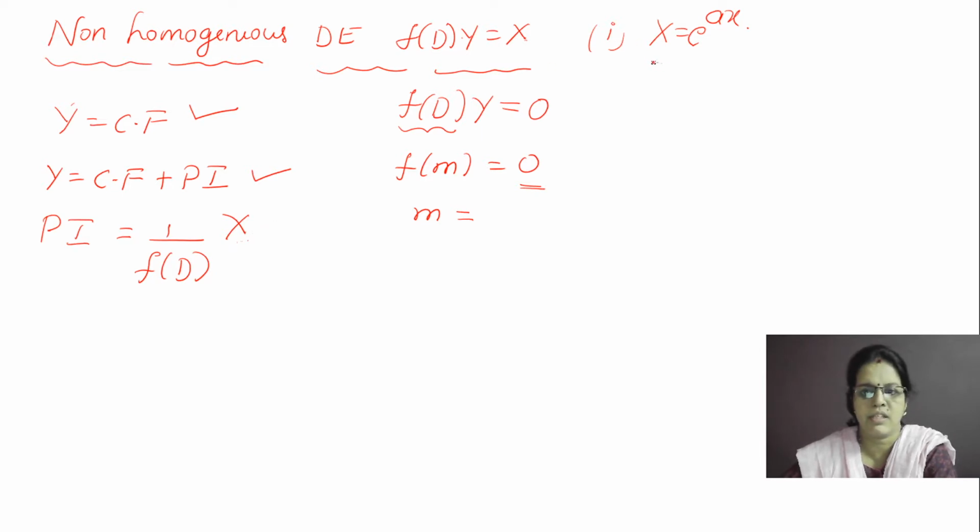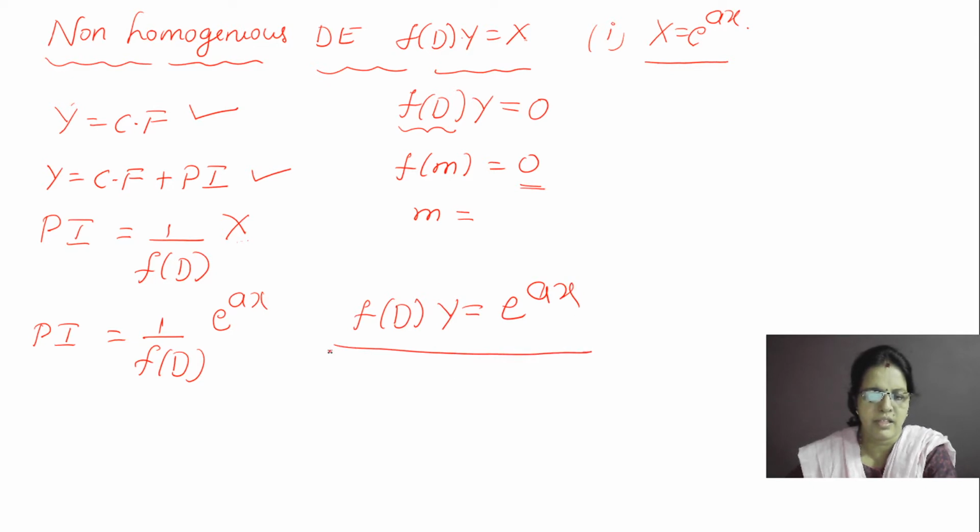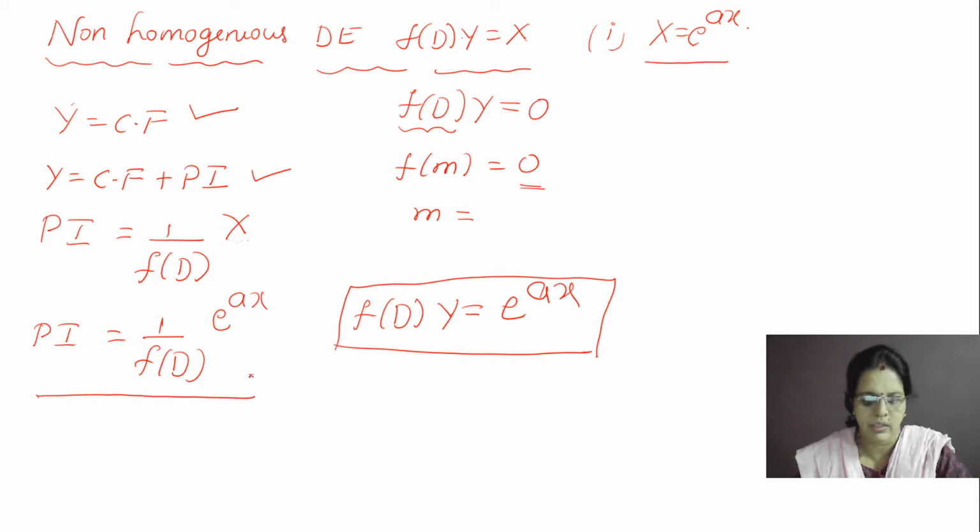In the first case, we consider X equal to e power ax. So, when X is e power ax, the particular integral is given by 1 by f of D into e power ax. So, our differential equation is of the type f of D into y equal to e power ax. So, the right hand side is e power ax, such equations we are considering now. The left hand side is a function of D, y and its derivatives. So, let us see how to find the particular integral.